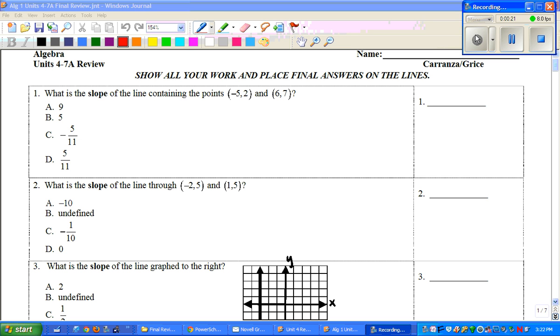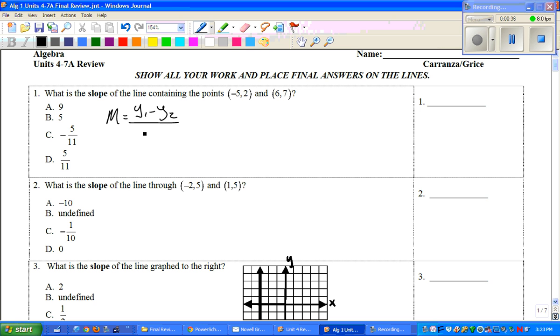Okay, question number 1 says, what is the slope of a line containing the points -5, 2, and 6, 7? So, when we're finding slope, we need to remember the slope formula is y1 minus y2 over x1 minus x2, okay? So every time you start the formula, you should just write it down with the negative signs there. The y's go on top, and the x's go on the bottom.